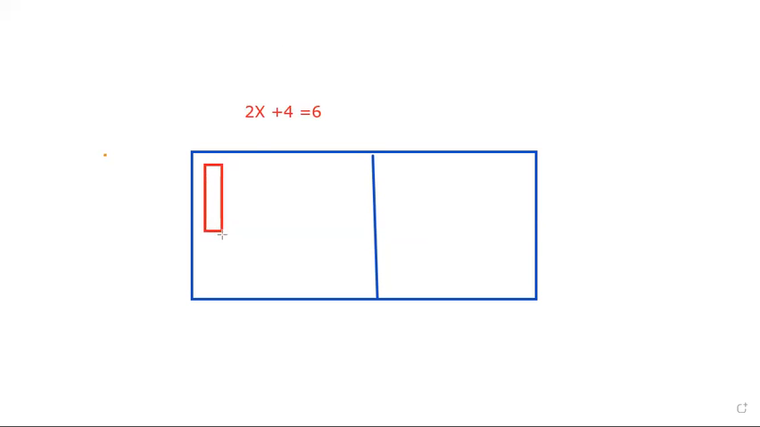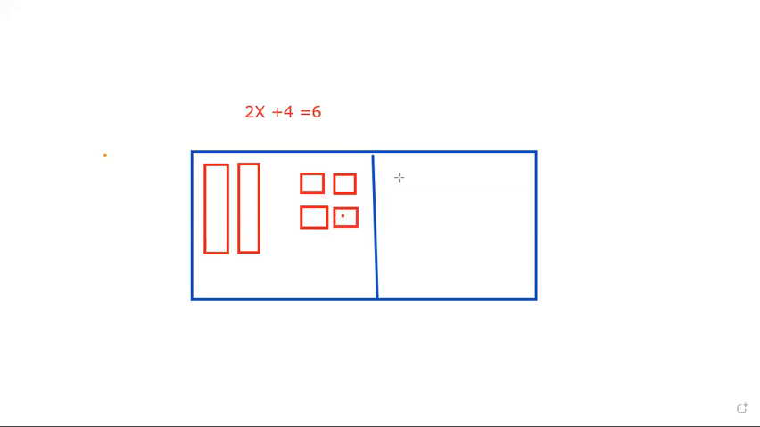So this is 1, and then I have another 1. Then what else? 2 small positive ones. So this is 1, and then 2, and then 3, and then 4. On the opposite side I have 6 small rectangles. So this is 1, 2, 3, 4, 5, and then 6. Okay. So this is how we translate an equation by algebraic tiles.